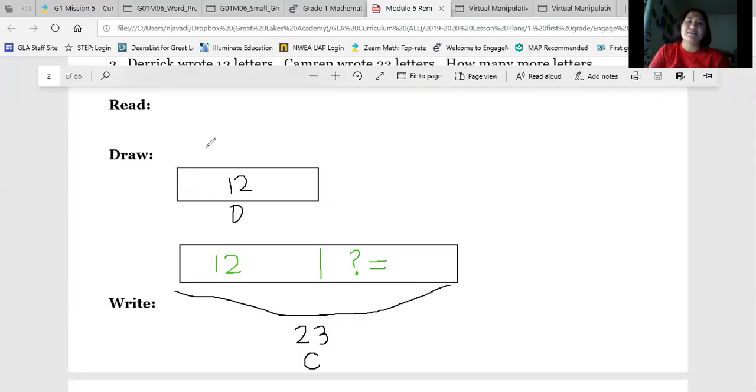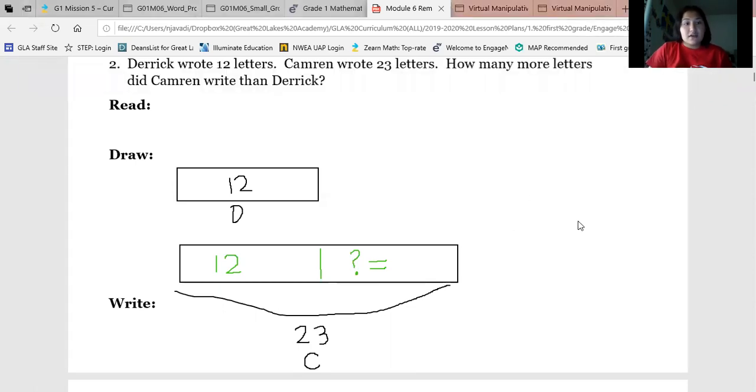Great, now that I have my number tape diagram all fixed on my page, let's look at it together. So we know that Cameron wrote a total of 23 letters. We know that Derek wrote 12 letters. This whole tape diagram is equal to 23. But we know that this much of the tape diagram right here is the same as Derek's 12. Now we need to find how many more would go all the way to the end of this tape diagram to make 23.